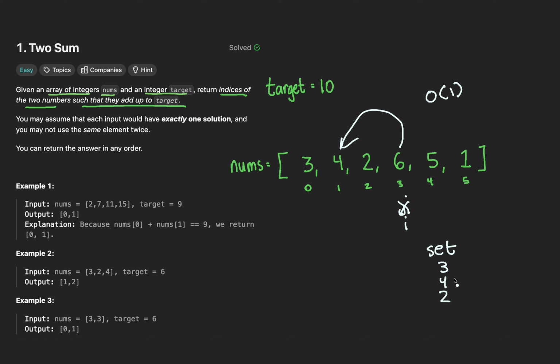Real quick, how did we even know we needed a 4 to begin with? Well, it's some more math manipulation. On any current iteration, we can just minus the current number of 6, in this case, from the 10 to get 4. That's the complement number. Okay, so we reached into our bag of numbers we've seen so far. Indeed, we have the complement number 4. We have our answer. And having found both of the values, let's return their respective indices.